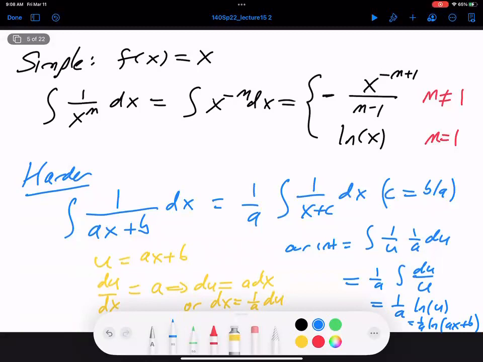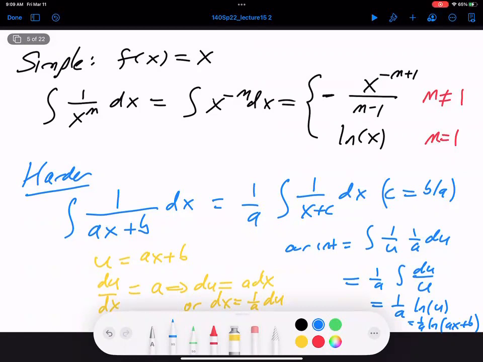But the whole point is, if I give you something in the form 1 over ax plus b, it's really not that much worse to integrate that than integrating 1 over x. I just do a u substitution, and then I just substitute back at the end of the day. So any questions about how to integrate something in the form 1 over ax plus b? We're trying to slowly increase the complexity of it.